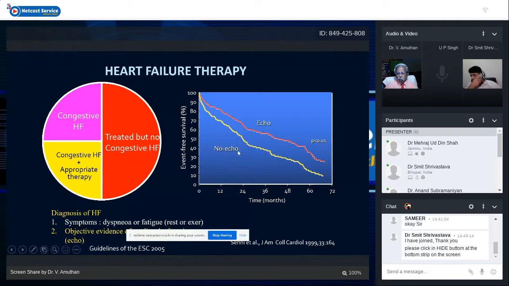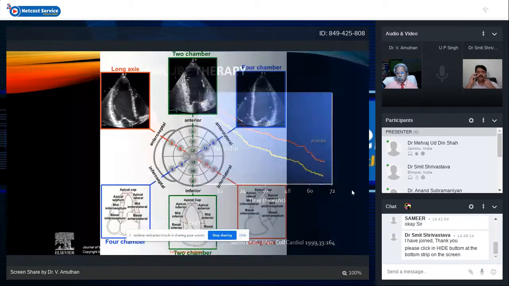And when there is no echo, you will have a lot of problems, and the mortality rate is higher. So with echo, these things are easy.